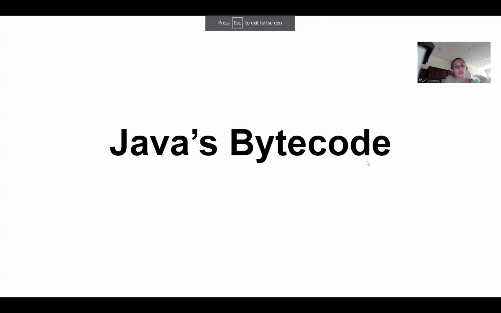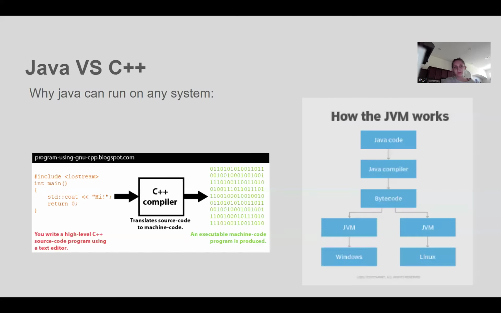Today, I want to talk about Java's bytecode and what makes it important or different from other types of code. To start, I want to compare it to C++. They're both object-oriented programs, but they're different. And a big part of that is the way they interact with the computer.